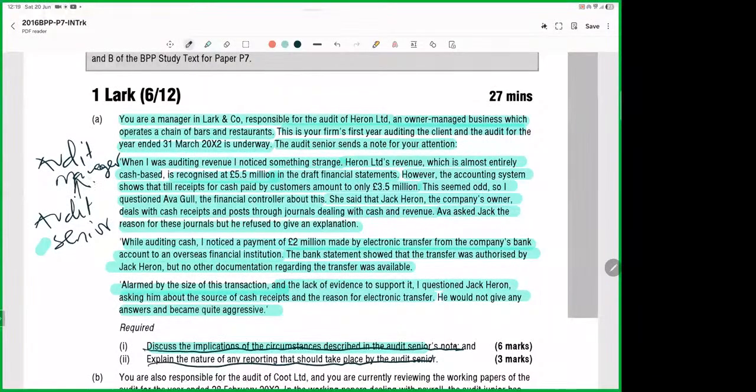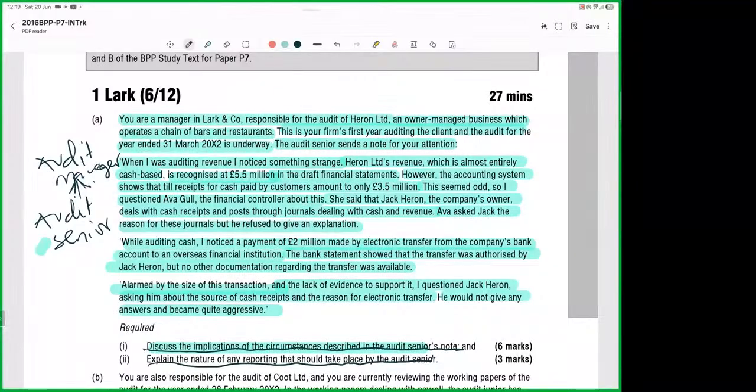Yeah. And then now we have the partners, the engagement partner up there. Right. So the audit senior has done quite some good job. He's been auditing this Heron Limited. Yeah. And he has made a note. But there is a controversy here.